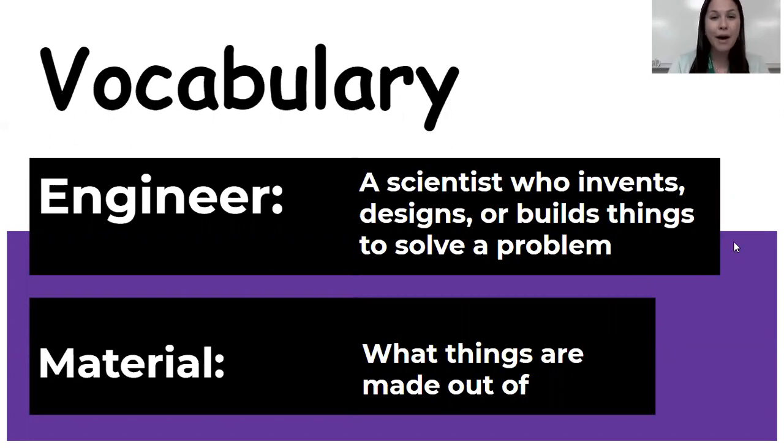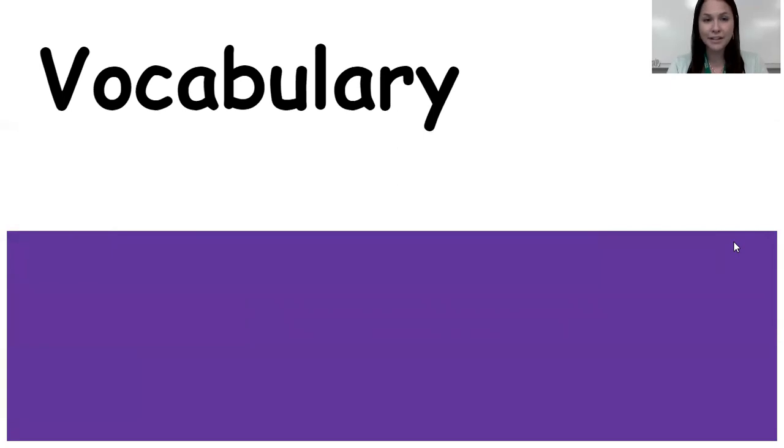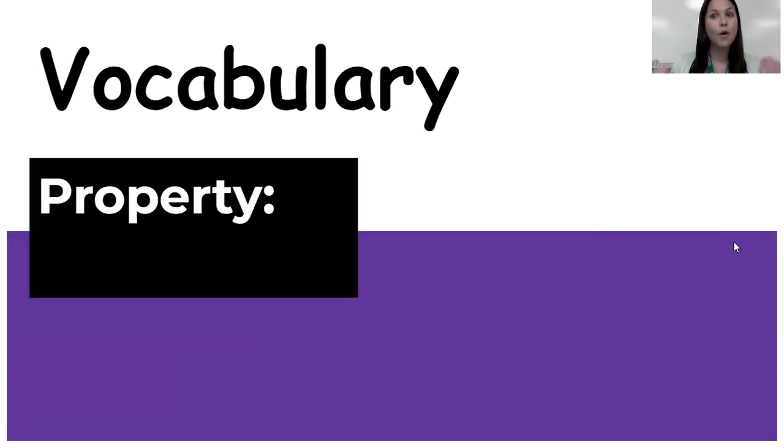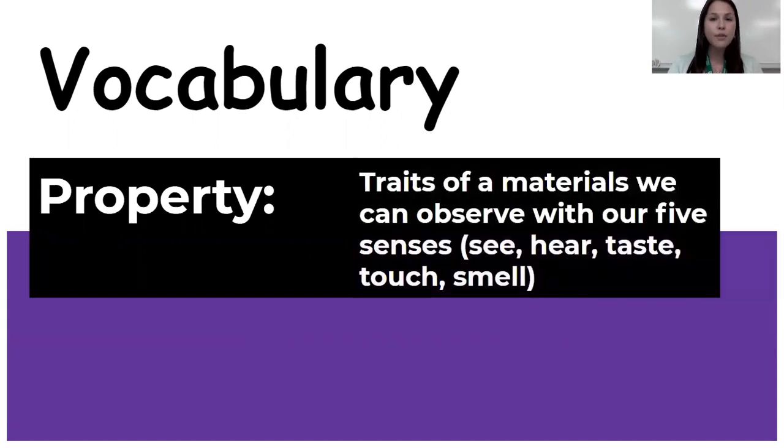When thinking about properties of materials, we also need to know what the word property means. Property is a trait of a material that we can observe with our five senses. Remember, those five senses are sight, hearing, tasting, touching, and smelling. A lot of times it's not going to make sense for us to taste or smell an object. So the ones we're really going to focus on are how it looks and feels, all right?